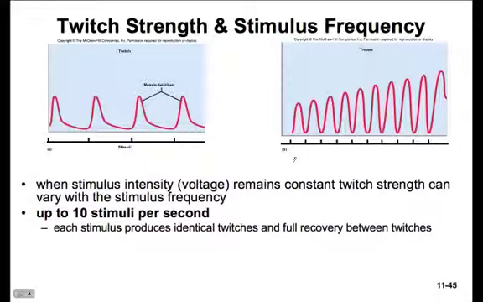But even when the stimulus intensity remains constant, twitch strength can vary. And it varies with stimulus frequency, where high-frequency stimulation produces stronger twitches than low-frequency stimulation. We can see in this figure that when a muscle is stimulated at low frequency, it produces an identical twitch for each stimulus. However, when we raise it up to about 10 or 20 stimuli per second, we'll see that the muscle still recovers fully between twitches, but each twitch develops more tension in the muscle.